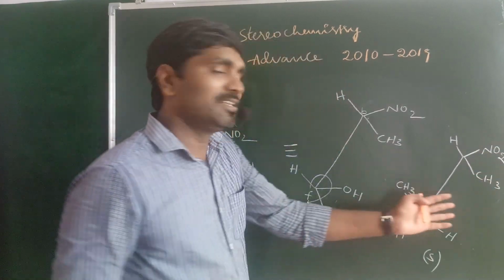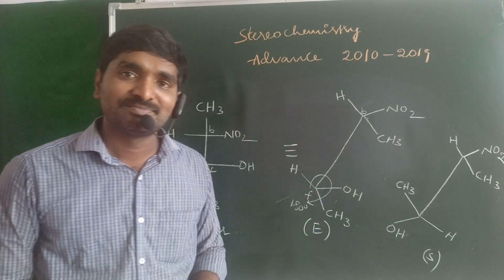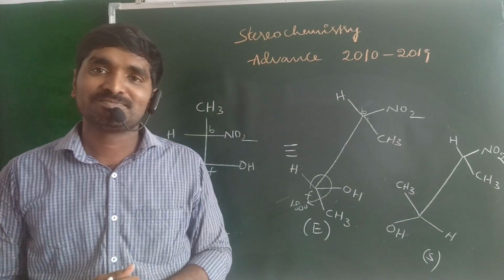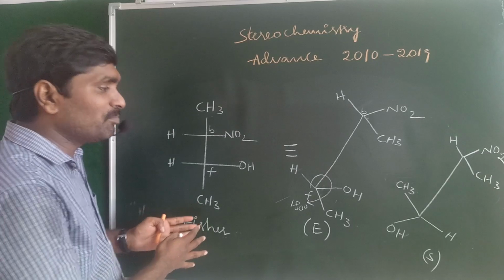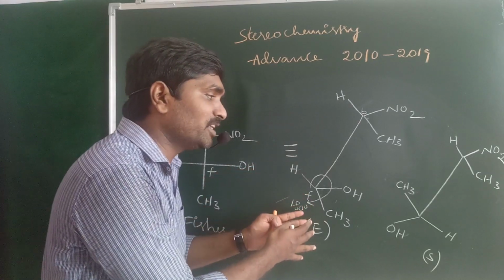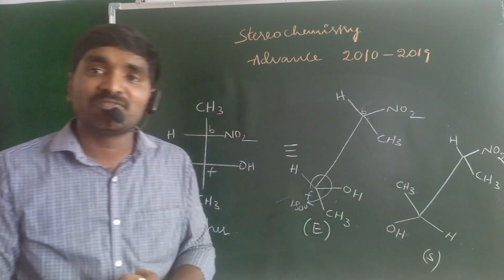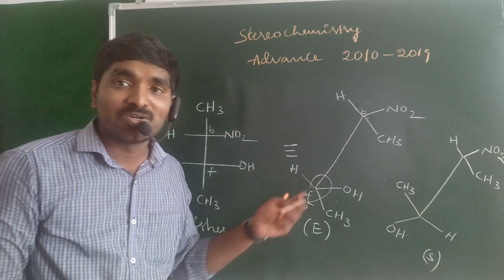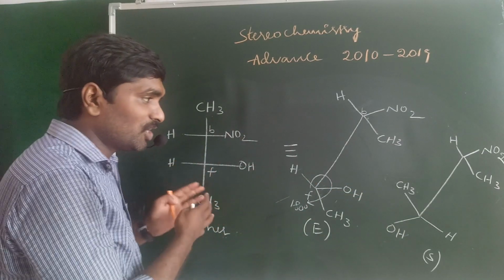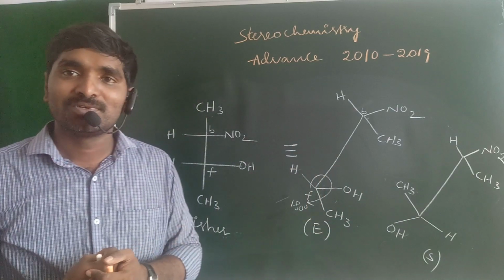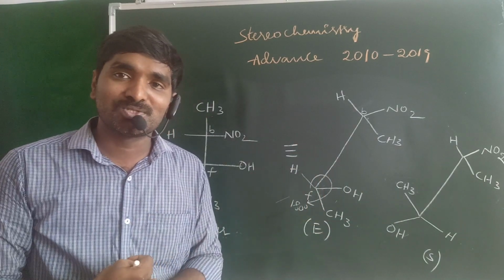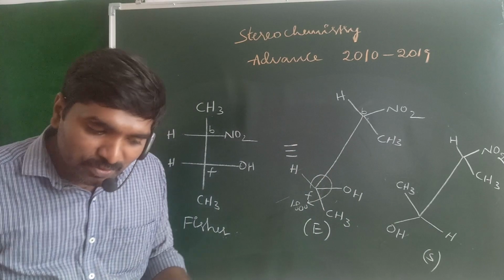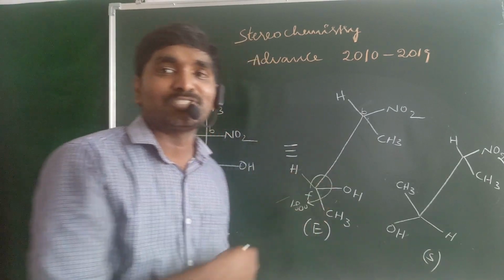Simple, guys. This is the staggered conformation. So a Fischer projection may be converted into the eclipsed conformation as well as the staggered conformation in Sawhorse formula. So Fischer to Sawhorse. When you have the Sawhorse, how can you convert it into the Fischer projection?